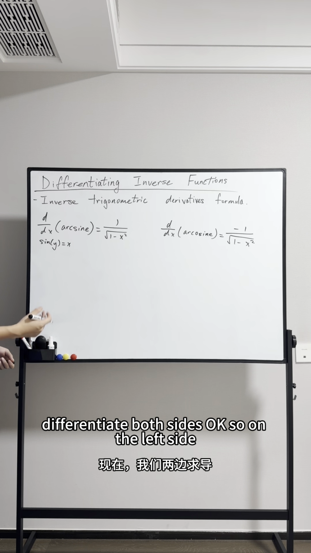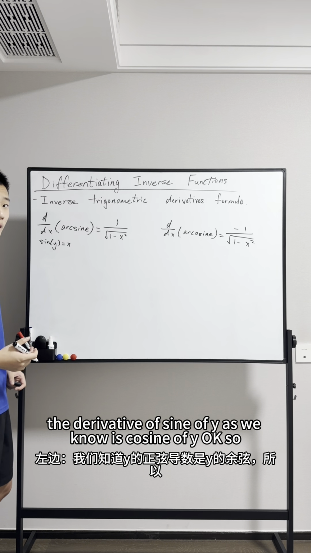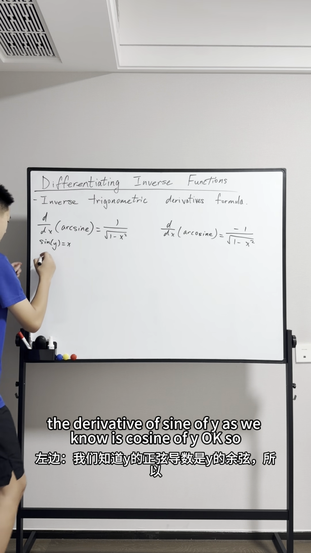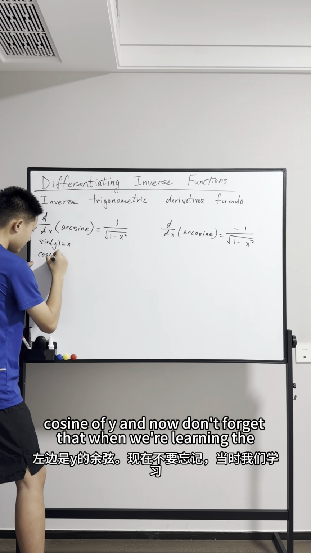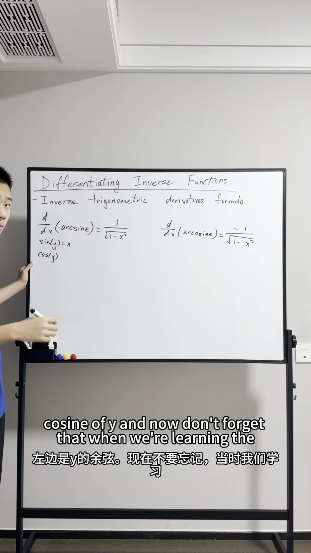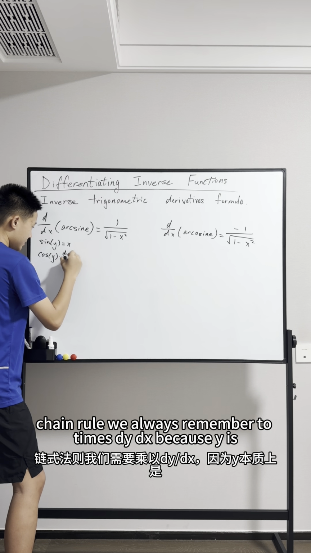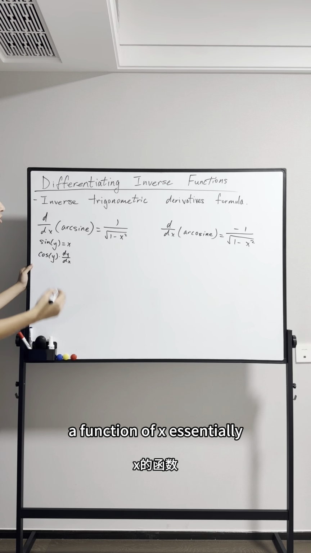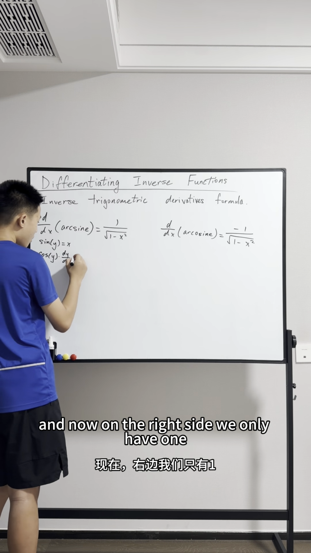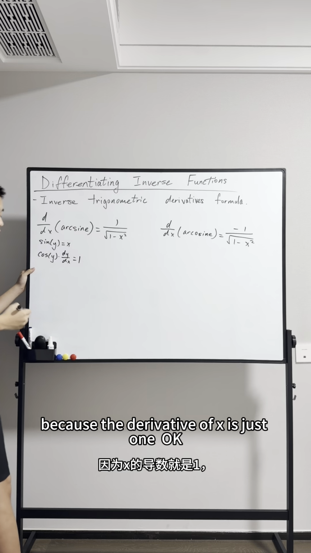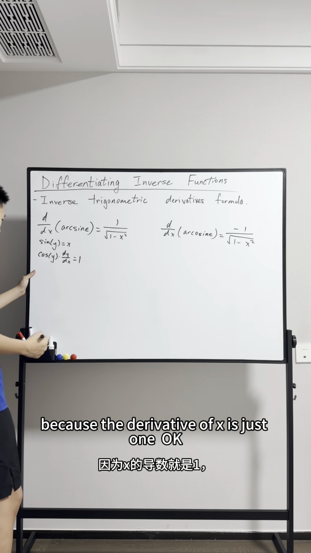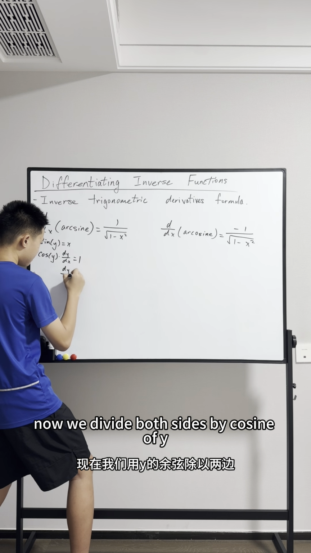Now we can differentiate both sides. On the left side, the derivative of sine of y, as we know, is cosine of y. And don't forget that when we learned the chain rule, we always remember to multiply by dy dx, because y is essentially a function of x. On the right side, we only have 1, because the derivative of x is just 1. Now we divide both sides by cosine of y, and therefore we get dy dx is equal to 1 over cosine of y.